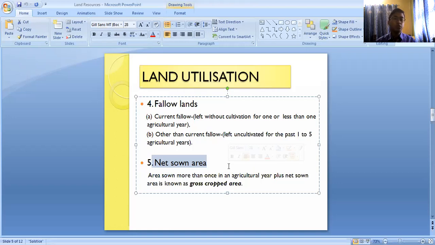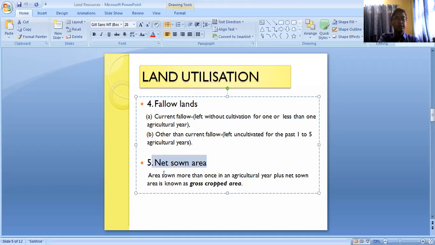Those areas or those lands which are used for agriculture come under the net sown area. So net sown area basically includes the total land area which is used for agriculture, where actual agriculture is being done. This net sown area does not include the current fallow, the other than current fallow, and the cultivable wasteland. It means in our country at present, the total area which is used for agriculture is known as the net sown area, where actual cultivation is done.